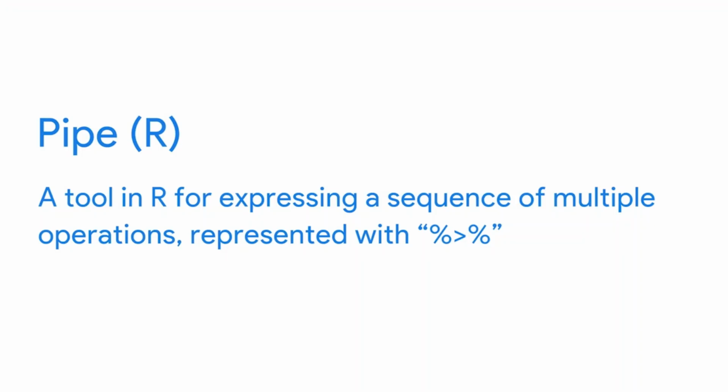Hi again. Earlier, we introduced something called pipes. A pipe is a tool in R that helps make your code more efficient and easier to read and understand. In this video, we'll explore pipes in more detail. As a quick reminder, a pipe is a tool in R for expressing a sequence of multiple operations. In other words, it takes the output of one statement and makes it the input of the next statement.